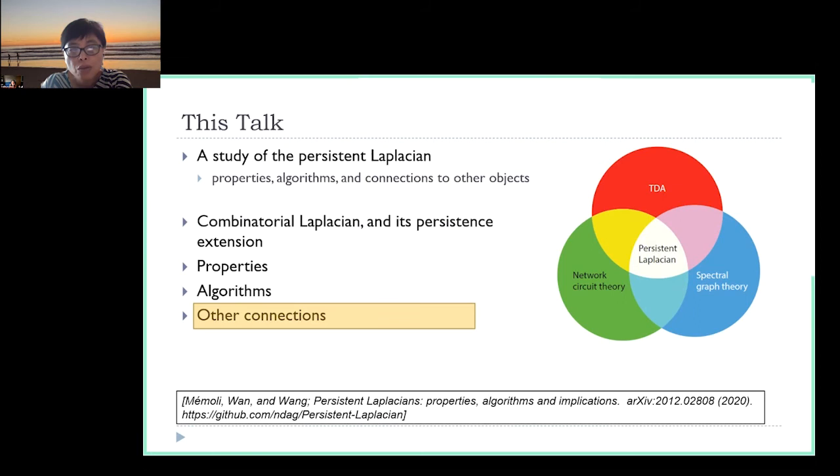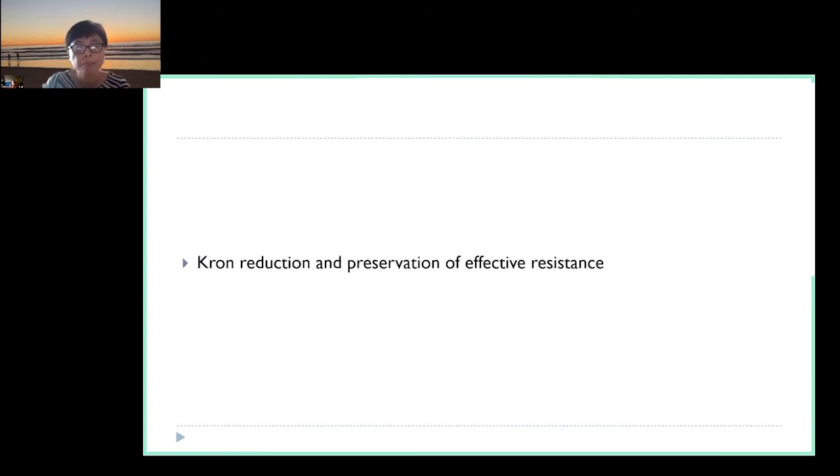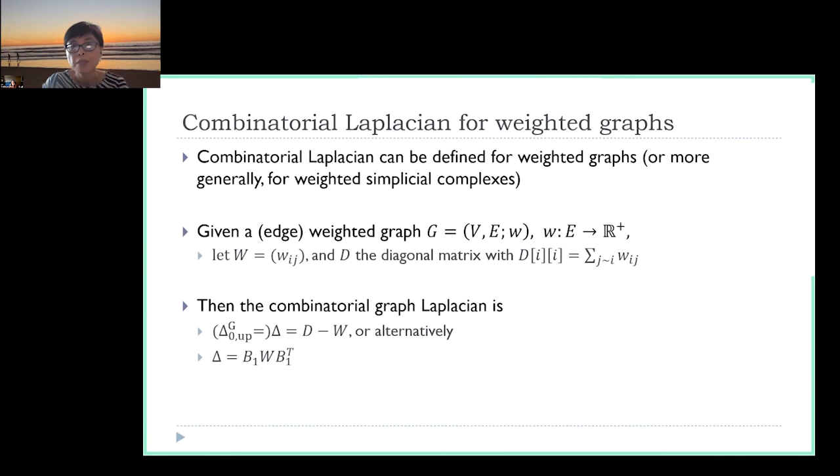Let me now also point out a few connections to spectral graph theory and network circuit theory. The first one is connecting to the circuit theory. Earlier, when I defined the graph Laplace operator, I used the unweighted case just for simplicity. But now I have to talk about the weighted case, simply because even when you start with the unweighted case, the result involves the weighted case. But it's very similar to the unweighted case.